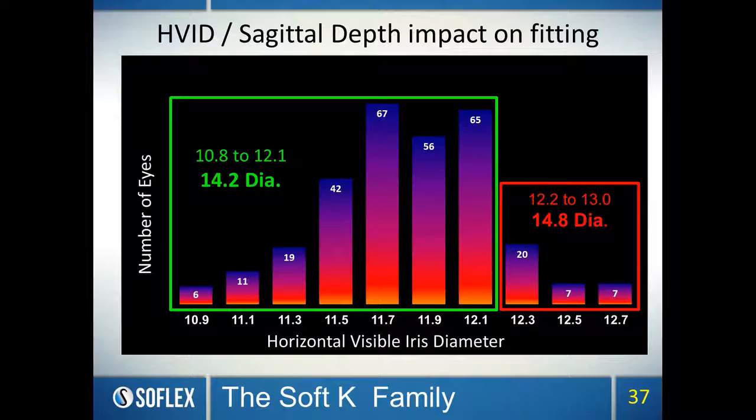85% of the population has a 10.8 to 12.1 millimeter cornea. We choose the 14.2 diameter, and only for 15% should we choose the 14.8 millimeter diameter.